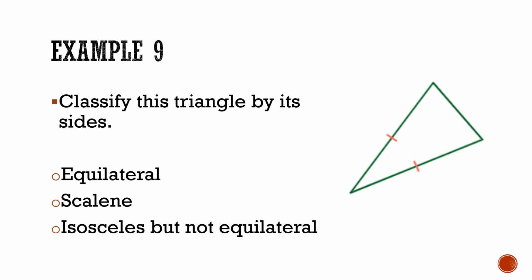So in this one, it is telling us that these two sides that have this 1 hash mark through it are equivalent in length. So if two sides are congruent, then that is called isosceles.